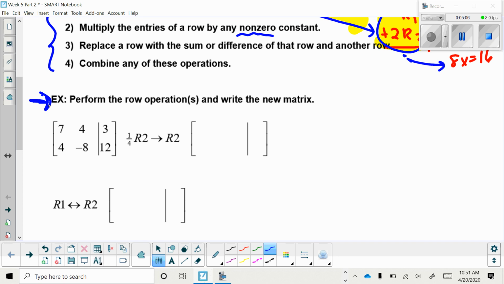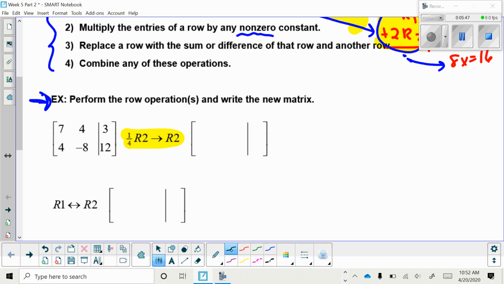So we're just going to be sure we understand, first of all, what this is saying. And second of all, that we can write the new matrix based on that information. So what that highlighted stuff is telling me to do is to take a quarter of everything in row 2, and that is going to be my new row 2. That's what the arrow is telling you to do. You do the math on the left, and it becomes your new answer on the right, the new row for your new matrix. Notice we're not changing row 1 at all. We are only manipulating row 2.